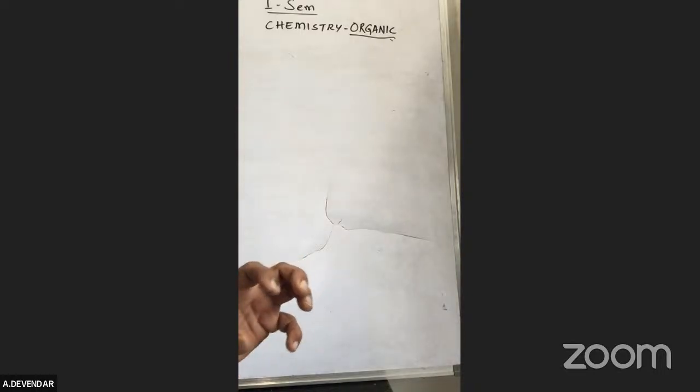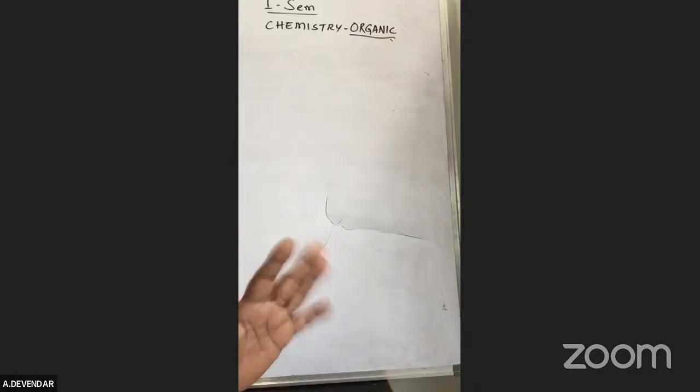Initially, only a few compounds were prepared in the laboratory. That's why on the basis of history they were given names. But after that, if you are listening to my class, is it necessary to buy the test papers? Who is writing the test paper?